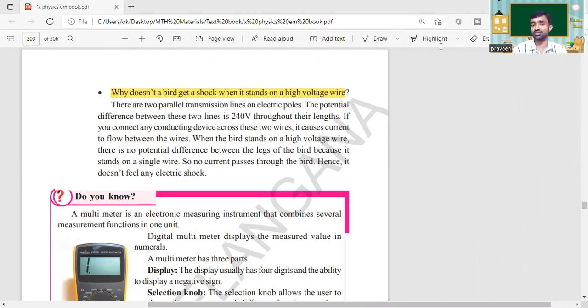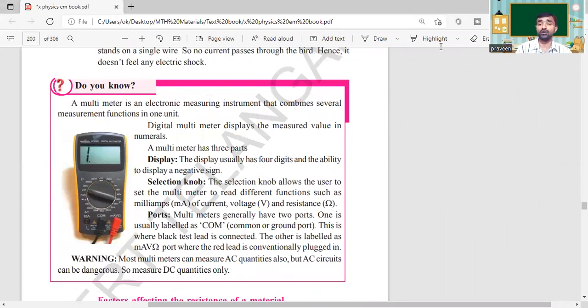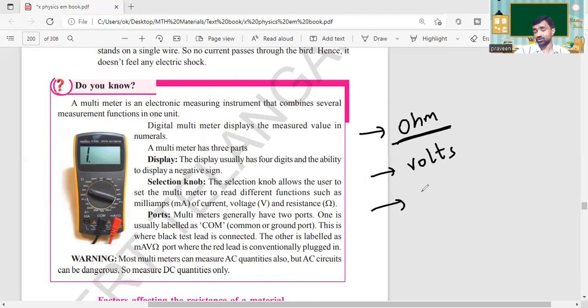So here you use devices to measure the resistance, current and voltage, right? I have not mentioned the resistance measuring tool. Resistance is measured by a device called an ohmmeter. Which device is used here? That is the ohmmeter, used to measure the resistance in ohms. Voltage is measured in volts using a voltmeter. Current is measured in amperes using an ammeter. So here you require an ohmmeter, a voltmeter and an ammeter.